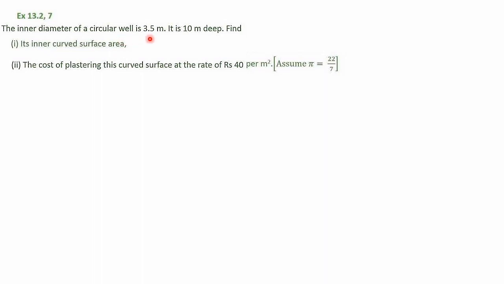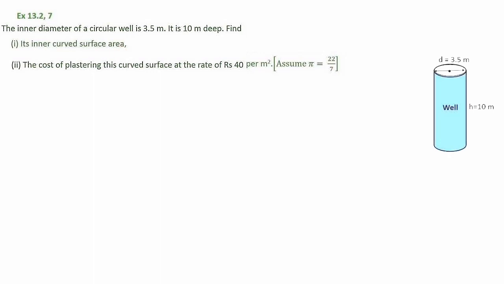We know what a well is. It is 10 meter deep. So the diameter is given to us, and the depth or height is given to us. A well is always in cylindrical shape. So this is the diagram of a well, and water is filled inside. The diameter of the well is given to us as 3.5 meter and the height is 10 meter. Both units are the same, no problem. And what we have to calculate is its inner curved surface area.